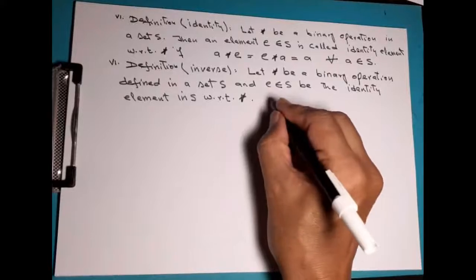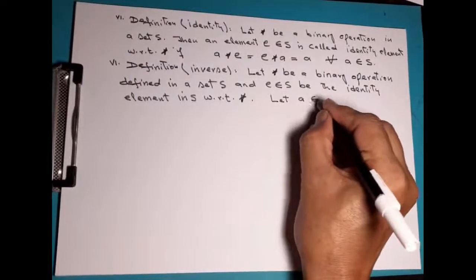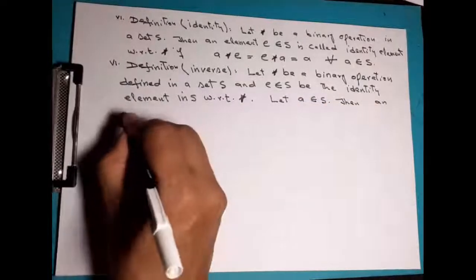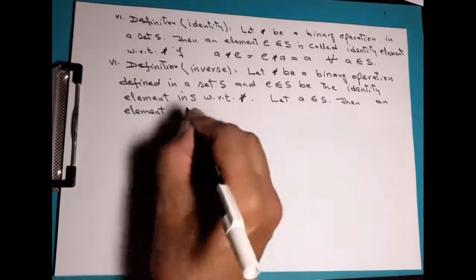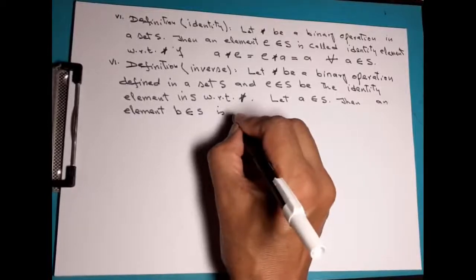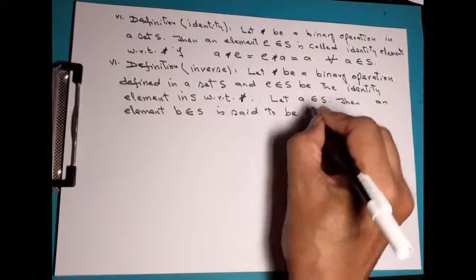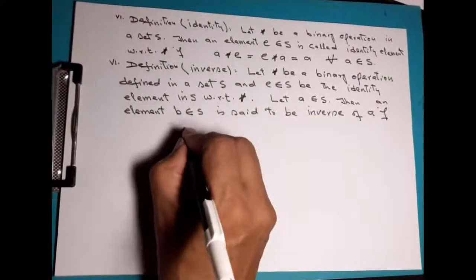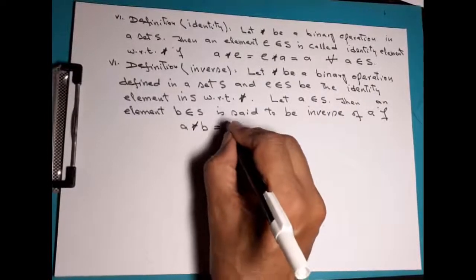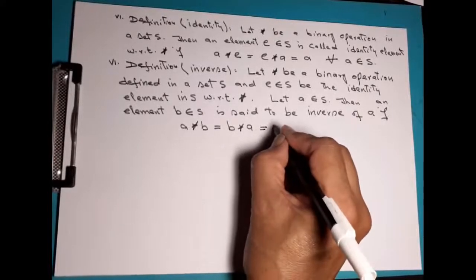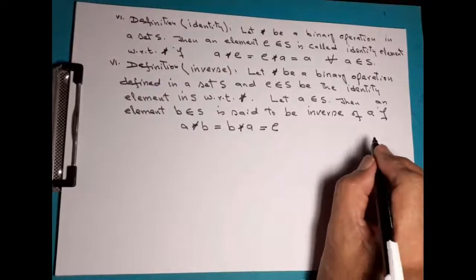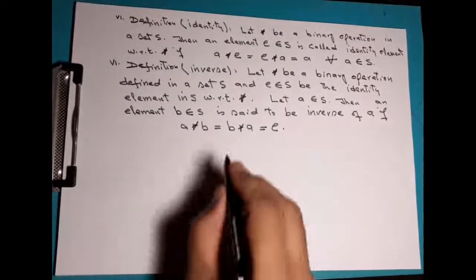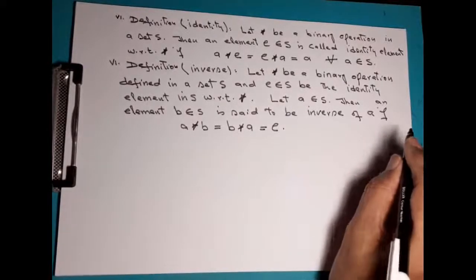Let A belong to S. Then an element B belonging to S is said to be inverse of A if the condition A star B is equal to B star A, and this is equal to the identity element E. So if this happens, then we say that B is inverse of A.